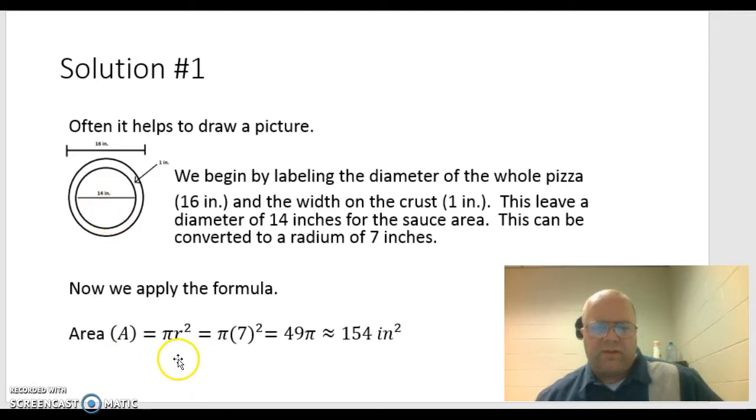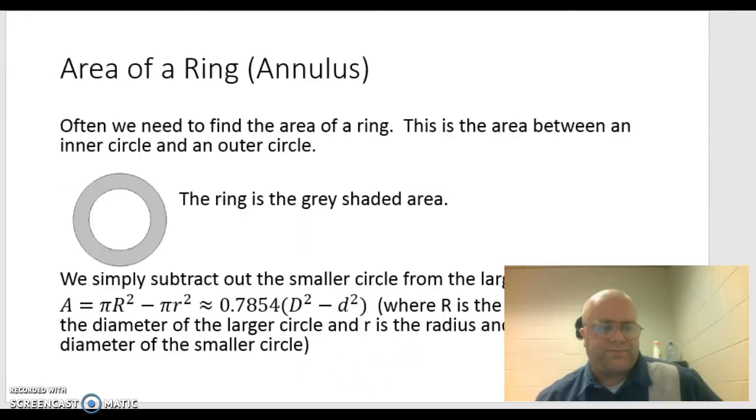So now plugging it into the formula, I can either use the one that has the radius or the diameter. In this instance, I chose the radius. So it's pi r squared, which is pi times 7 squared. Remember, we square it first because of the order of operations, and then we multiply. So that gives us 49 pi, which would be your exact answer, or you can approximate that out to 154 inches squared, which would be the area.